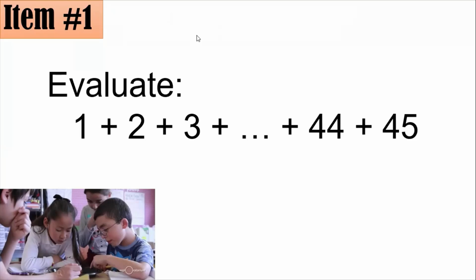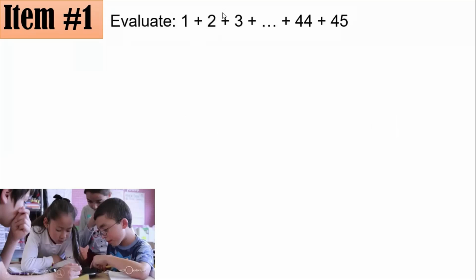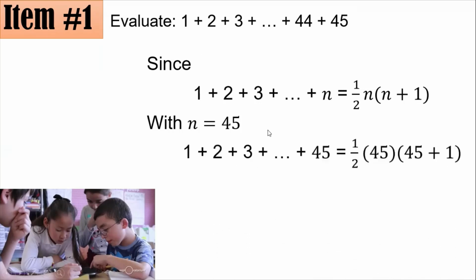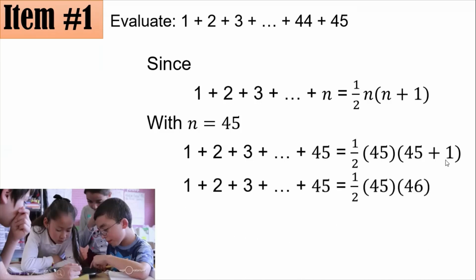All right, with that said, let us now have the solution to this problem. Since 1 plus 2 plus 3 all the way until plus n is equal to 1/2 times n times the quantity n plus 1, and with n equals 45, because that's our last number here, replacing n with 45, we have 1 plus 2 plus 3 all the way until 45 is equal to 1/2 times 45 times the quantity 45 plus 1. With such, 45 plus 1 is equal to 46.